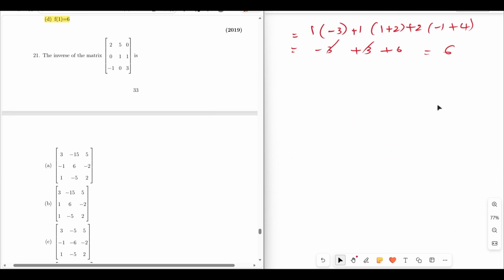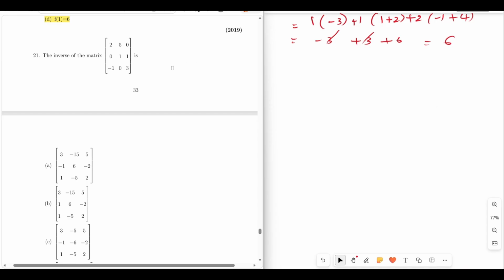Next simple question, which is your NCERT based question, 21st question. Normally, how do you find out the inverse of a matrix? They have given you a 3 by 3 matrix and they're asking you to find the inverse of that matrix. So we know that A inverse is equal to 1 by determinant A into adjoint A. So now we'll first find out the determinant of the given matrix.